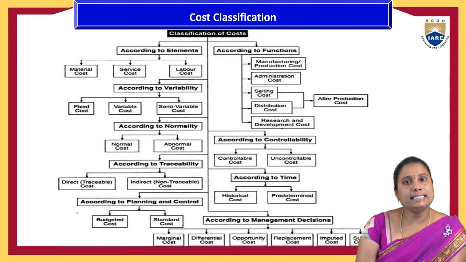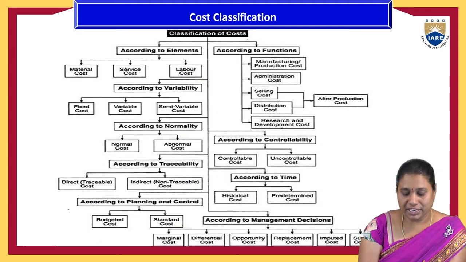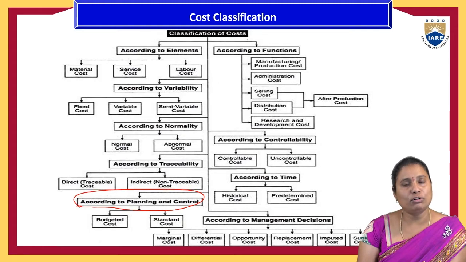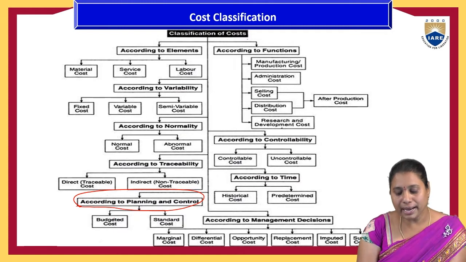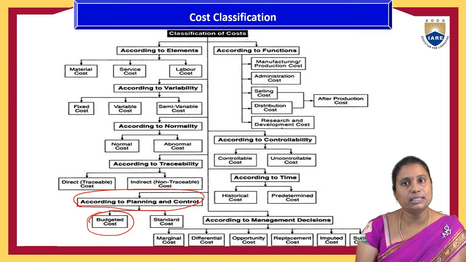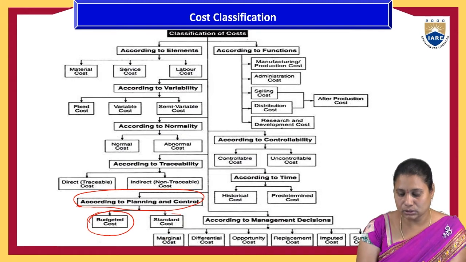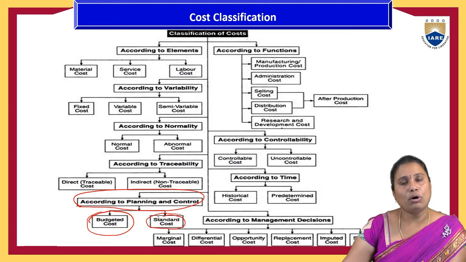Then the next level of cost classification is according to the planning and controlling level of the products. As per planning and controllability, if they plan what to spend and how to spend, that is called budgeted cost. And if there is no need for planning, because they are mandatorily required to pay it, then it is called standard cost.